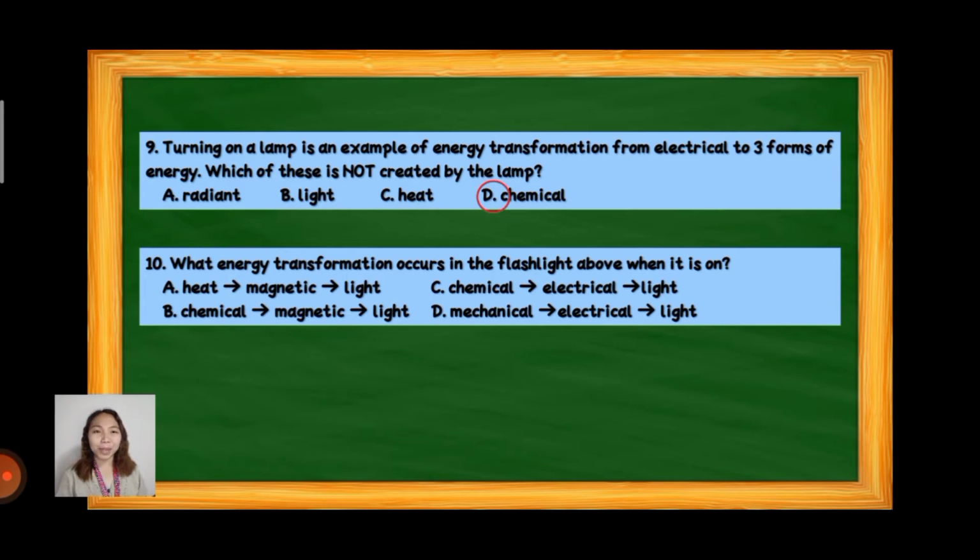So, wala siya na-appeal ana. Kay, ang forms of energy sa lamp, so, na siya radiant, or light, or heat, so, na siya ana. Okay, number 10. What energy transformation occurs in the flashlight above when it is on? Flashlight. Yes, from chemical to electrical to light. Okay? Nasabtan ba na?